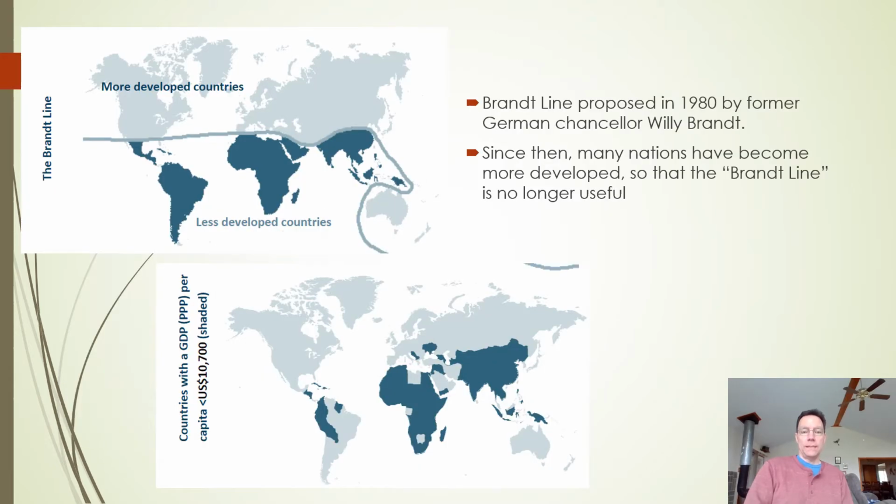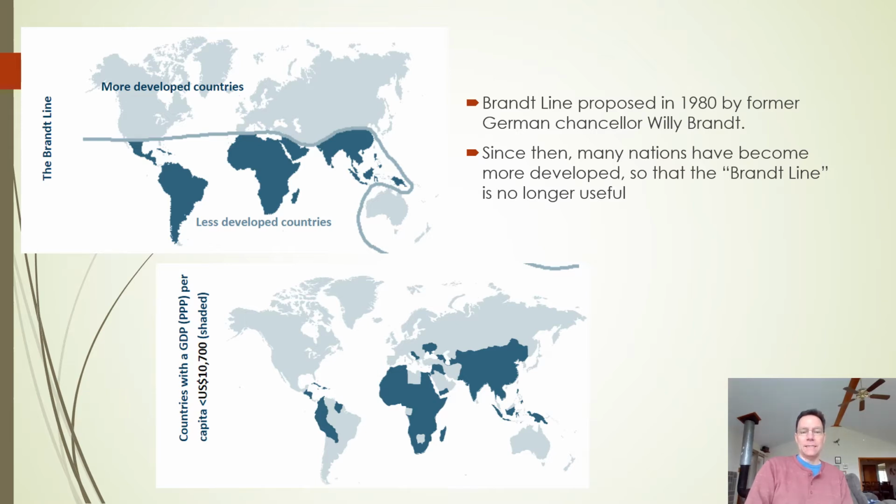Really, it originated in 1980. There was a German politician named Willy Brandt who proposed this idea in 1980 called the Brandt line, which is in the top diagram here. And it's pretty much what we just showed. It shows the wealthy countries more or less in the north and then the poor countries in the south.